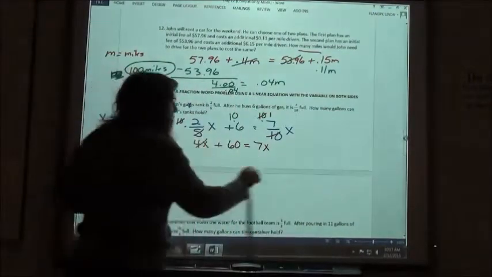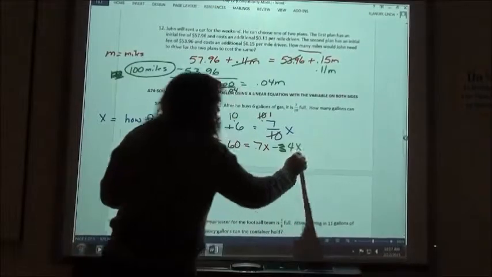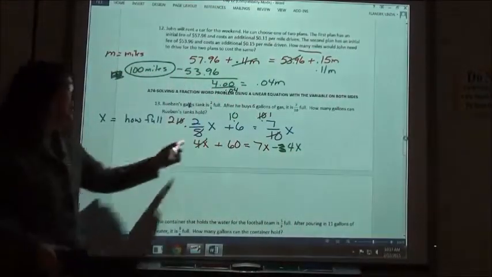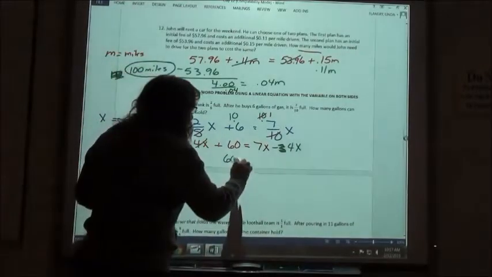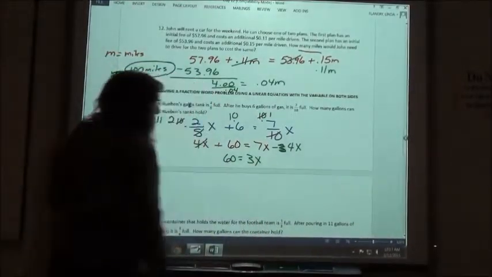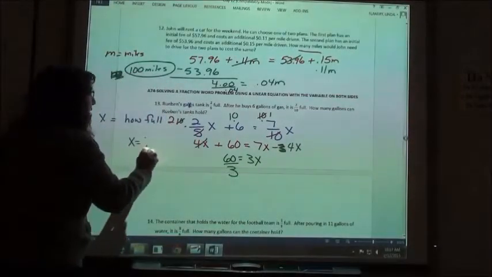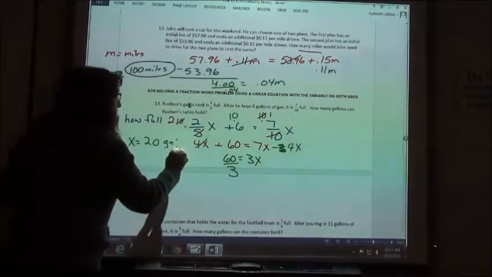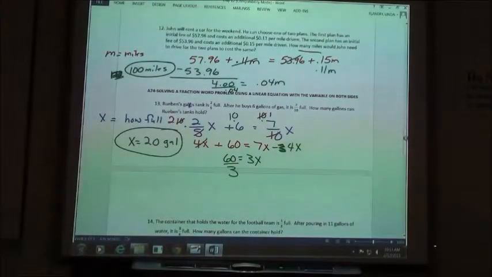I'm going to move my x's over, so I'm going to subtract my 4x to move it to the other side. So 60 is going to equal 3x. And then when I divide by 3, x is going to equal 20 gallons. And that's how much gas Reuben's tank can hold. If it's all the way full, it'll hold 20 gallons of gas.